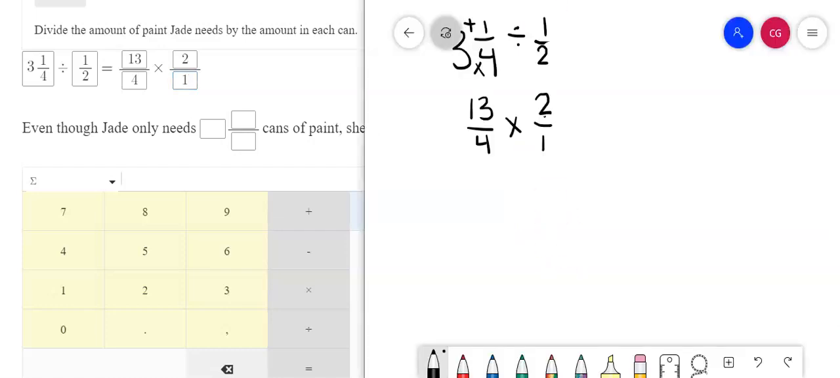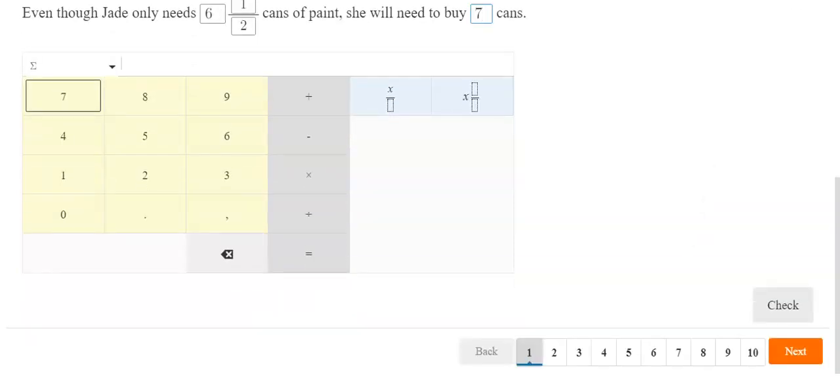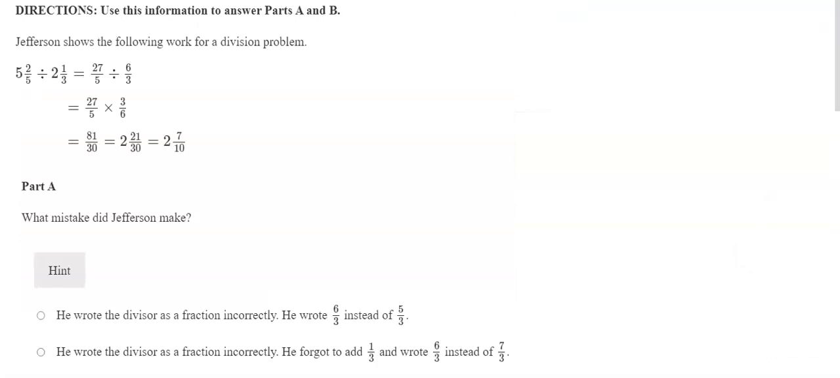So we need to finish solving. I know 2 goes into 2 once, 2 goes into 4 twice. 13 times 1 is 13. 2 times 1 is 2. And we're going to get 6 1/2. But even though she needs 6 1/2 cans of paint, she's going to have to buy 7 because you can't just buy half a can. Just like that.